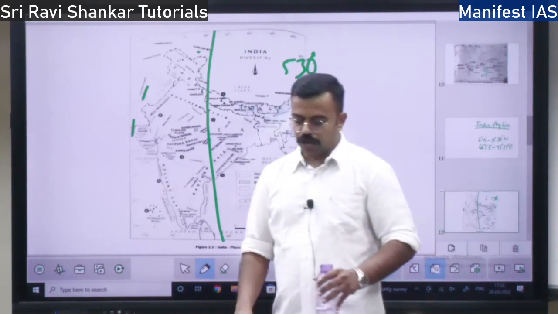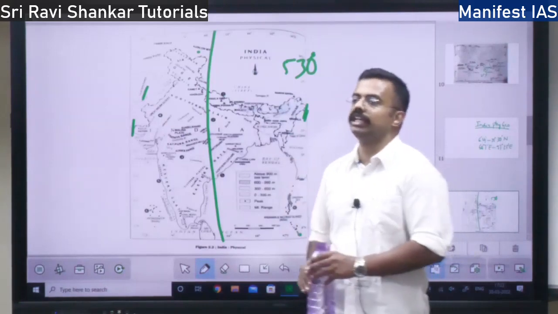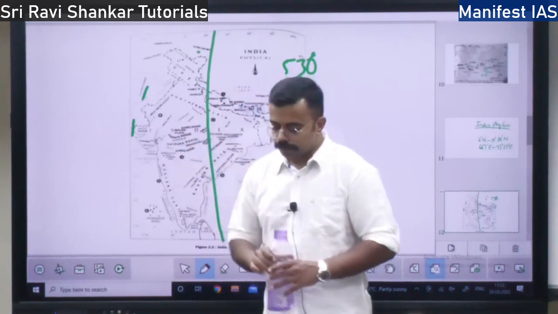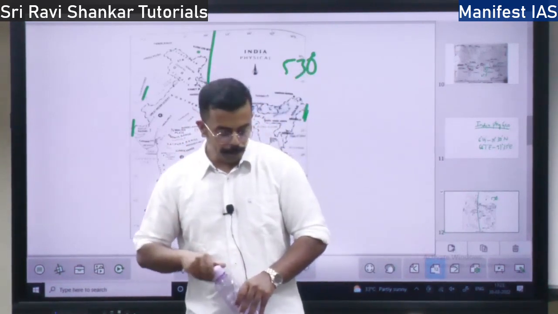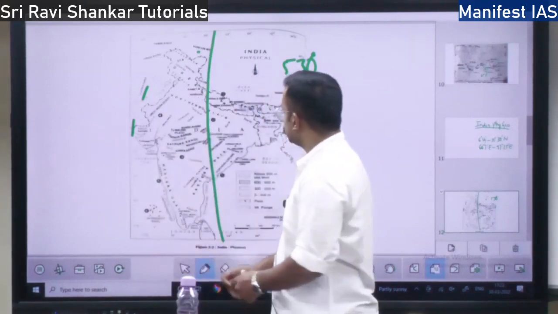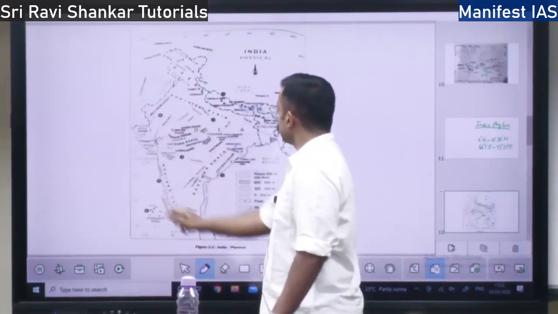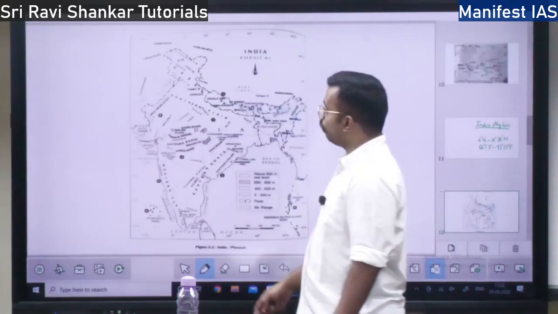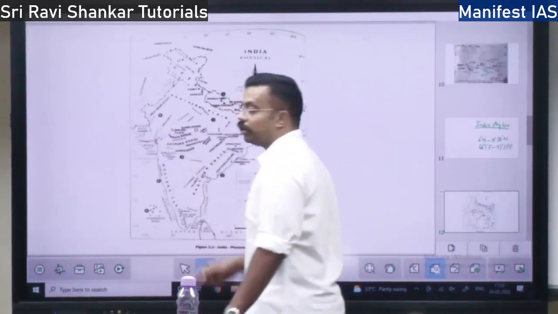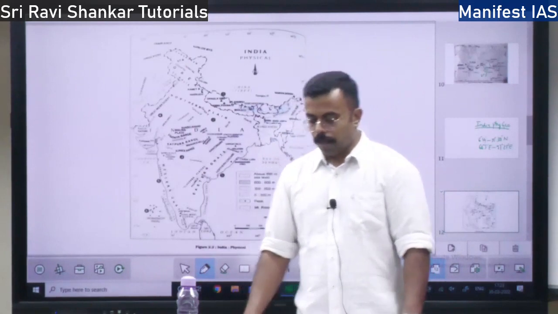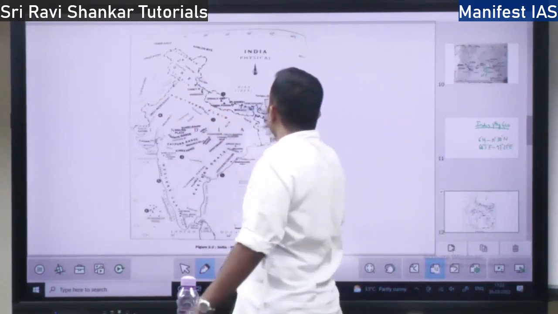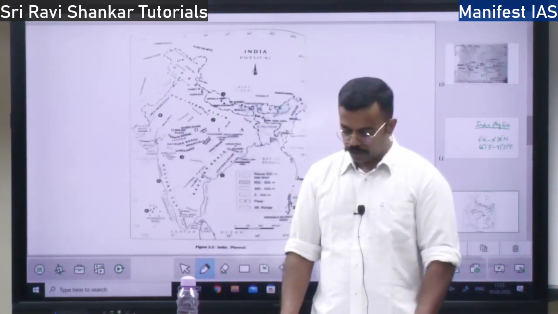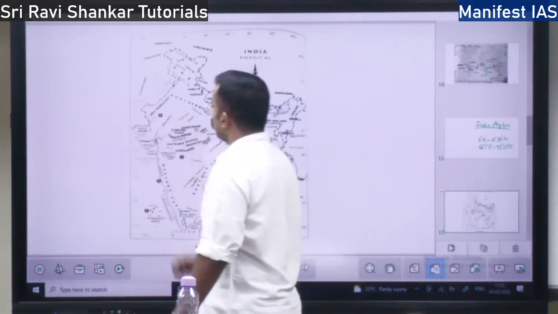We have 3 geological divisions of India. India can be divided into 3 geological divisions. One is the peninsular block. This region is the Indian peninsular block. I'll tell you the boundary. Next is the mountains, either Himalayan mountains or peninsular mountains. Third is the plain region, the Indo-Ganga Brahmaputra plain region.